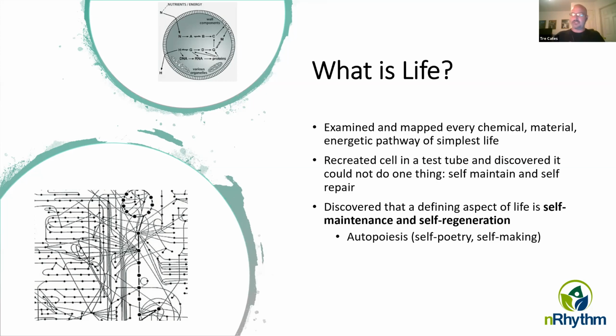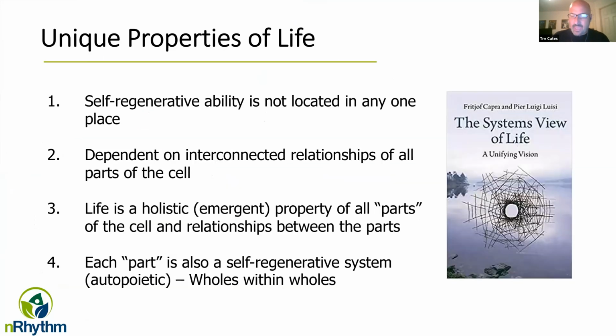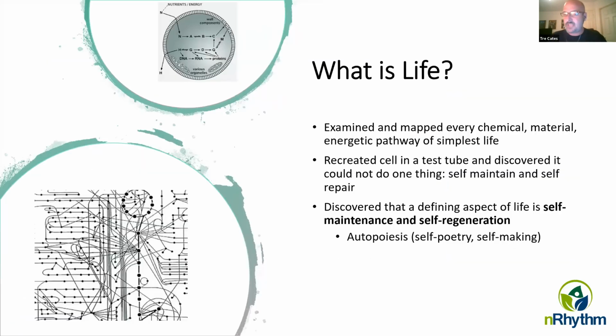And they recreated it in a cell. And one of the things they found that they could not do as they recreated it in the cell is its ability to self-maintain and self-repair, or using our term, self-regenerate. But they defined and began to offer this as a real insight. They discovered this defining aspect of life, which they called self-maintenance and self-regeneration, but they coined the term autopoiesis, self-poetry or self-making. And we actually believe that insight gives us an incredible way to reconsider what we think about organizations, or the regenerative organization.